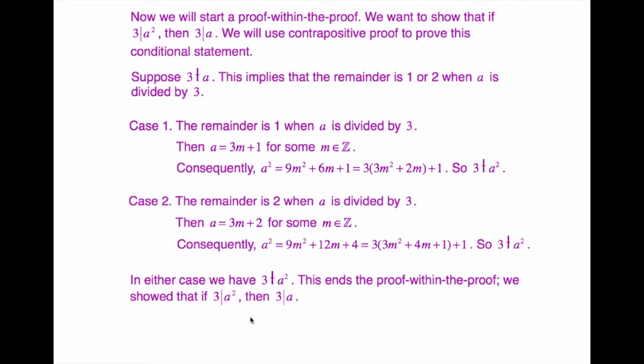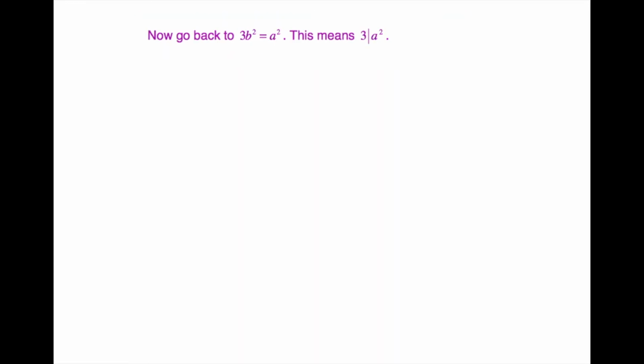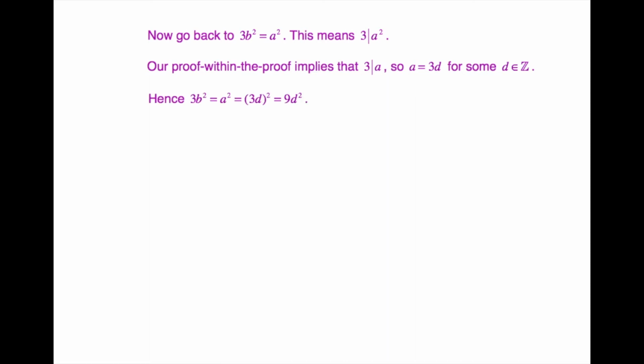Anyway, we did it here, and so now we're going to use the fact that if 3 divides a squared, then 3 divides a, by going back to 3b squared equals a squared. Here, this means that 3 divides a squared. Hence, it implies that 3 divides a. So a equals 3d for some integer d. And therefore, 3b squared equals a squared equals 3d squared, which is 9d squared. If we divide by 3, we get b squared equals 3d squared, and we see what's happening now.